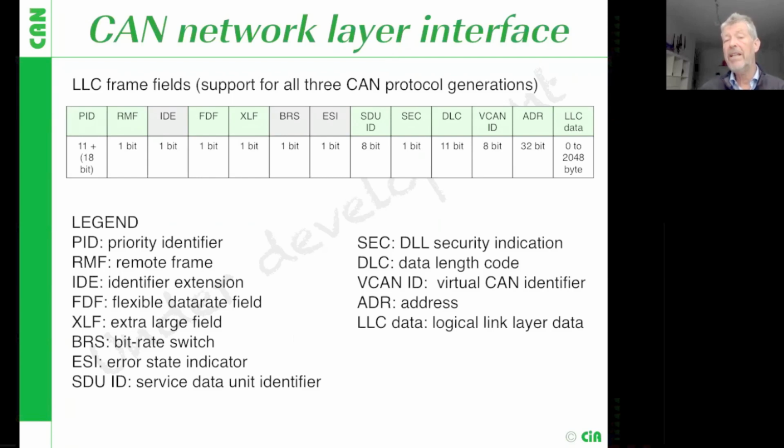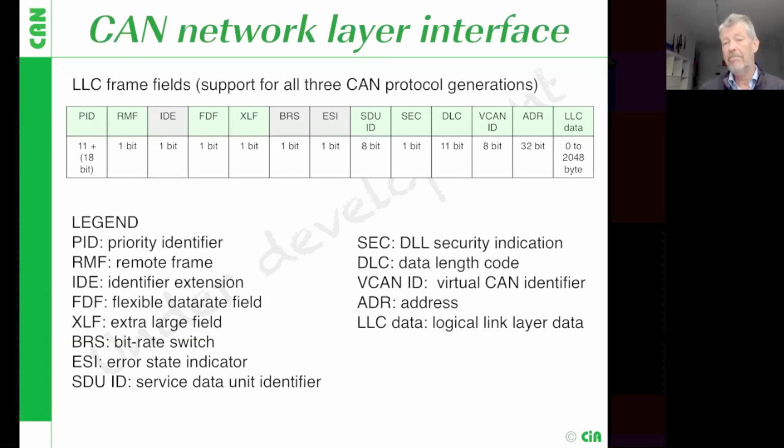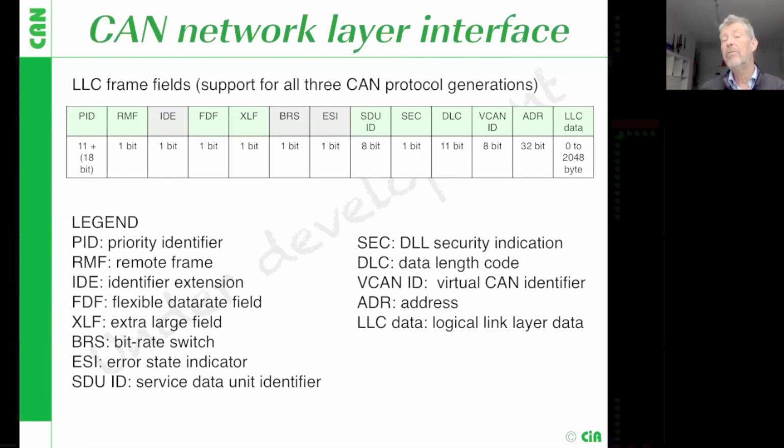VCAN ID. This identifies which channel, so to say, you are using, and you may use up to 255 or 256 channels. And then we have the address field, where we provide the address from the software to the data link layer to transmit this via the bus. And of course, last but not least, the LLC data field, which has 0 to 2048 bytes. But you can't use 0 for a CAN XL. In CAN XL, you need to transmit a minimum of 1 byte.